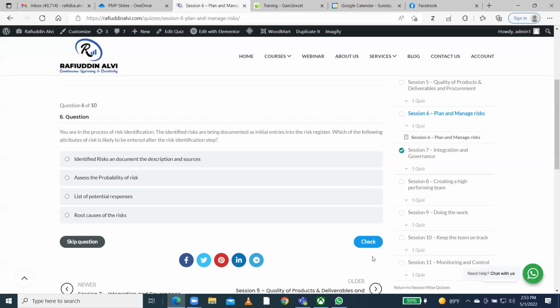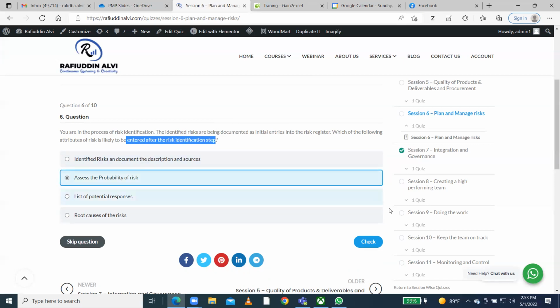Yeah, correct. You showed me that flow chart, assessing the risk, correct. See, the keyword is this one. After the risk identification step, what will you do? Accept the probability.